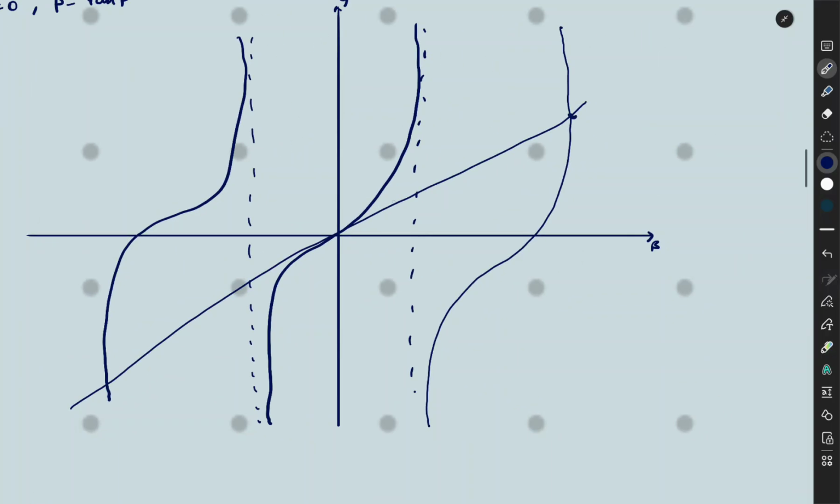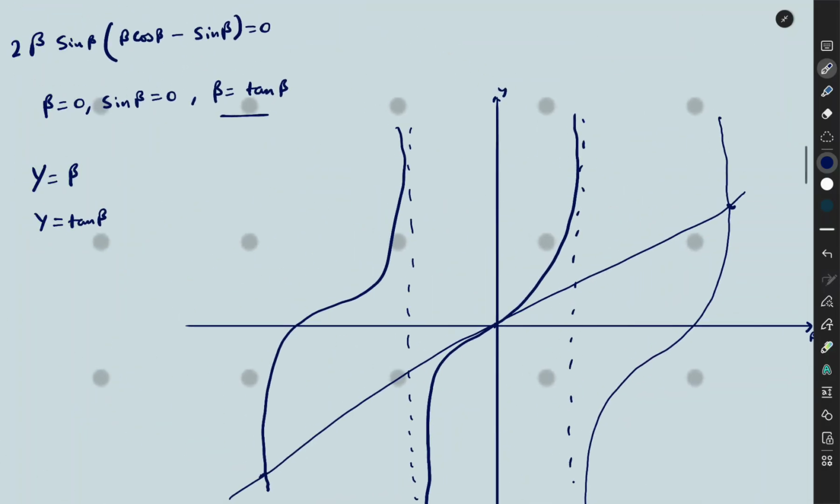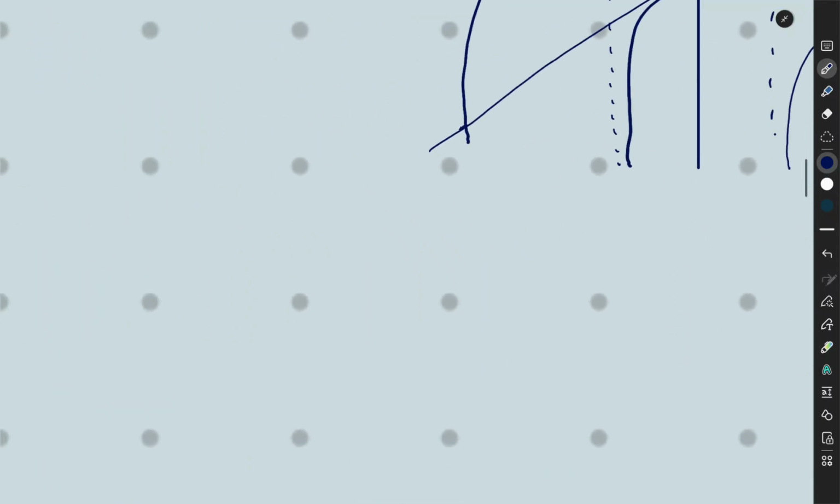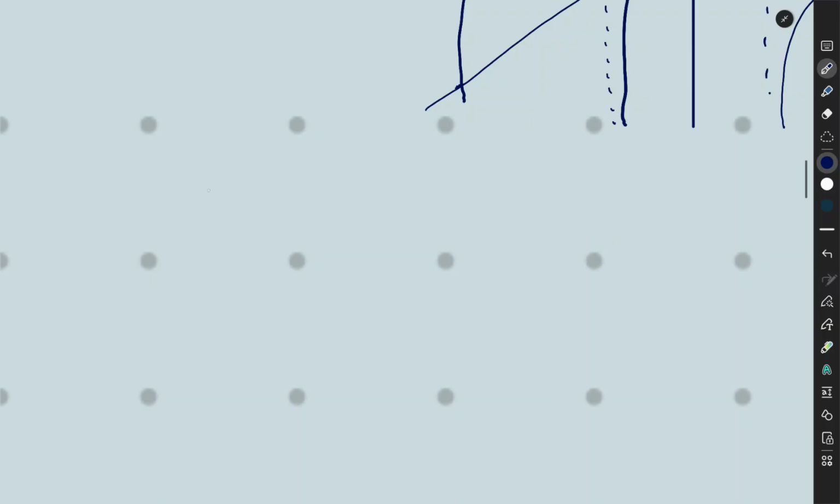So all the intersection points will be the solutions of this equation. What are the intersection points? We can calculate them by drawing the graph. I have done it, so I will write it. Beta will be approximately equal to plus or minus 1.43 pi, and then plus 2.46 pi and so on.